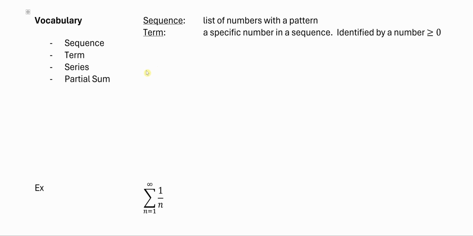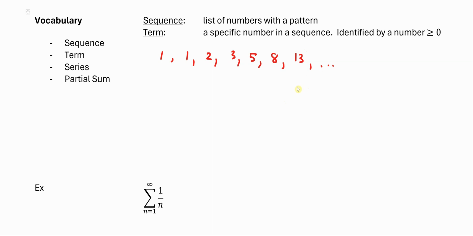All right. So let's start with some definitions. A sequence is just a list of numbers with a discernible pattern. So, for example, if I said 1, 1, 2, 3, 5, 8, 13. Okay, this is a list of numbers. There is a pattern to this. It might not be obvious at first, so the pattern may not be simple, but there is a discernible pattern in there somewhere. So this is a sequence. It can go on forever. In fact, this one does go on forever, and so we indicate that with the ellipsis.